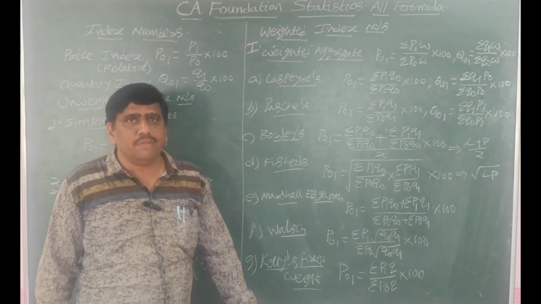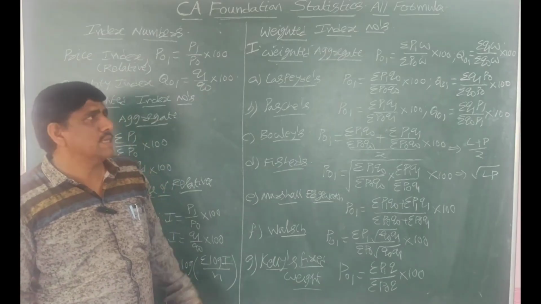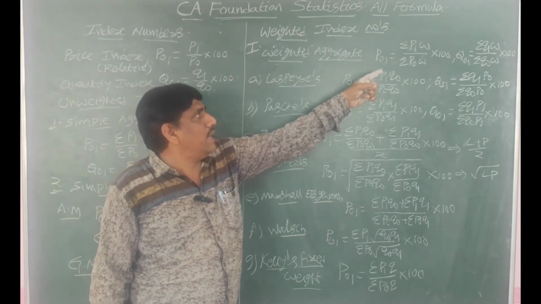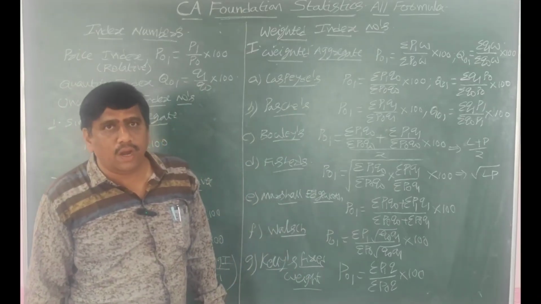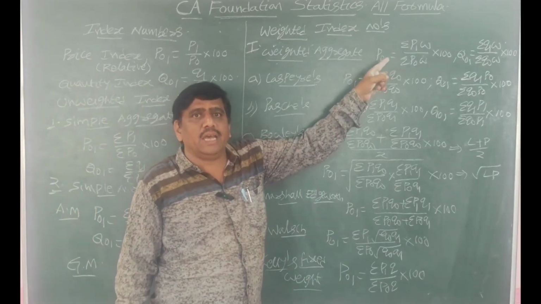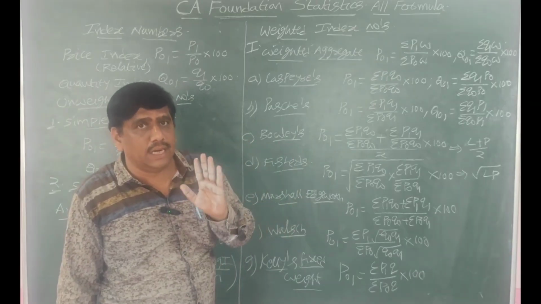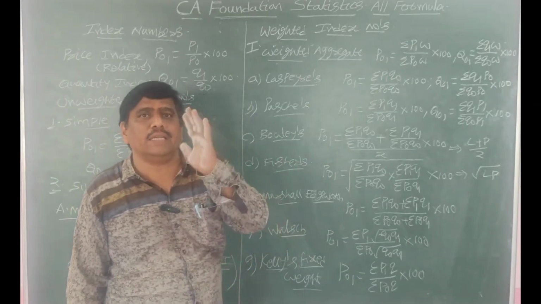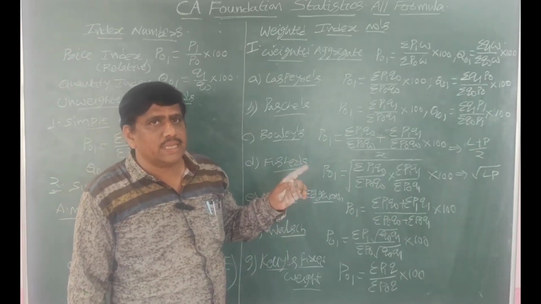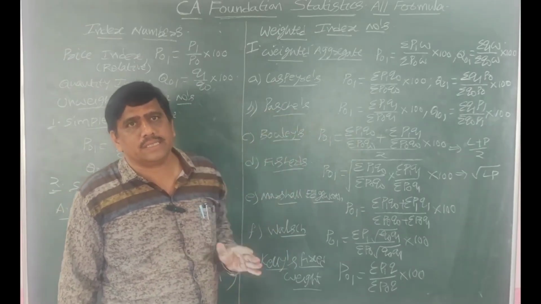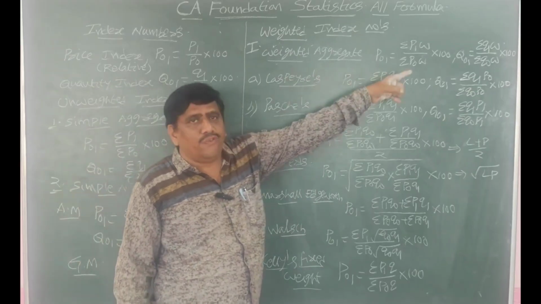Coming to weighted index numbers, that means you are considering weights. The weighted aggregate formula for the price index is summation P1W by summation P0W into 100. For computing price index numbers, weights are taken as quantities. For computing quantity index numbers, prices are taken as weights. For price index, weights are quantities. For quantity index, weights are prices. So this is the weighted aggregate formula.